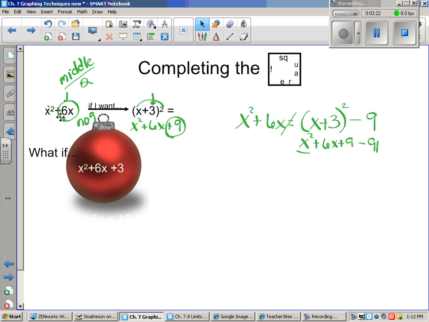Let's try some more of these. If I had instead x squared plus 6x plus 3, again we want it as something squared. So we would take that middle term, 6x, divided by 2, and again it's x plus 3. As I multiply that x plus 3 squared out, again it's x squared plus 6x plus 9. But I don't want plus 9. I only want 3 of them. So that means I only need to take away 6.